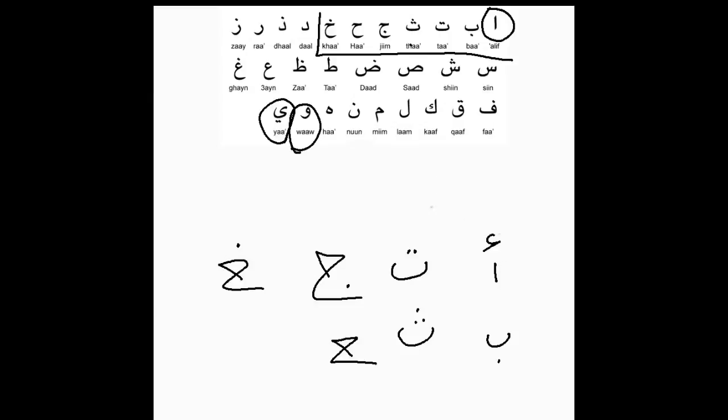Now you need to remember 2 things when you are saying the Arabic alphabet. For every letter there is the name of the letter, and then there's how it's pronounced. For example, the name of the first letter is Alif. How do you pronounce it? You pronounce it like A.